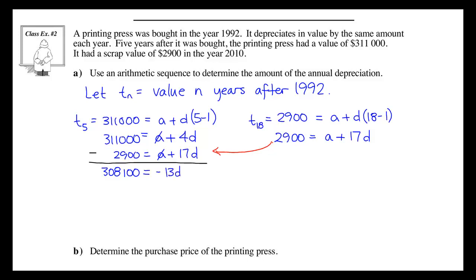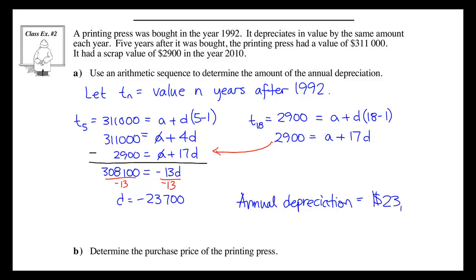So then to solve for D here, I'm going to divide both sides by negative 13. And that leaves us with a D value of negative $23,700. So that means that the annual depreciation is equal to $23,700. So we're losing $23,700 every year, essentially.